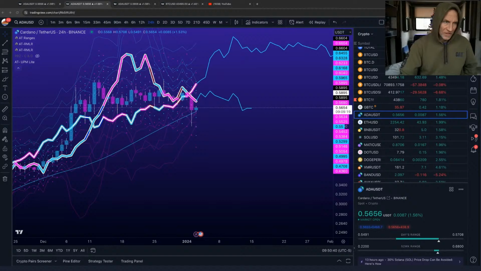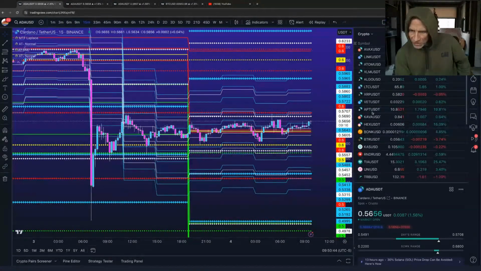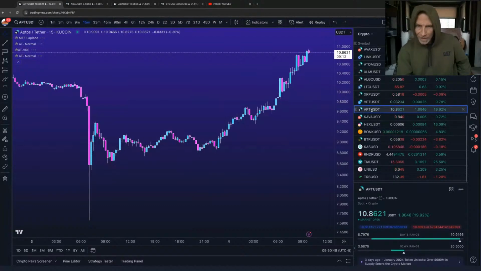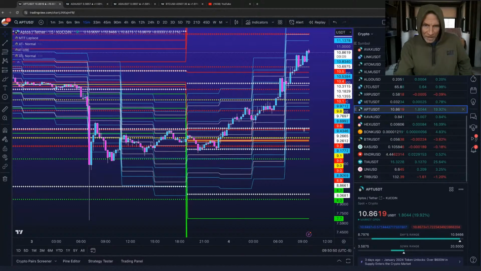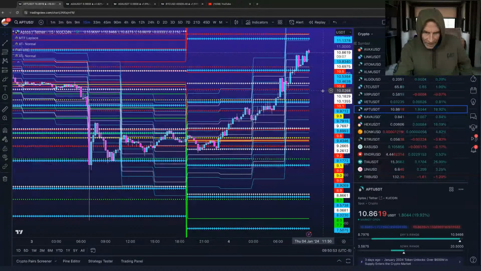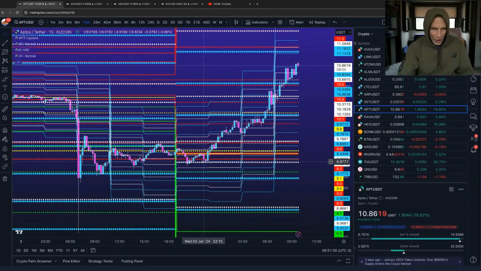Let me see where Aptos is, though. Let's ruin all the Aptos traders' day. Let me really take a look at this thing. You're up 20% today. You're up above the 95 for Laplace on the daily. Hey, man, why is Aptos moving so much today? I wish I would have known.